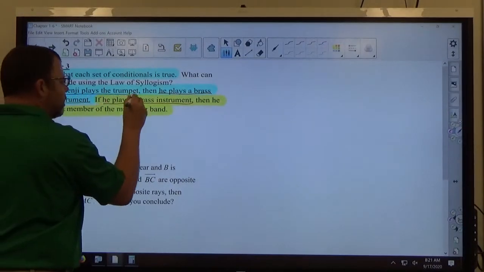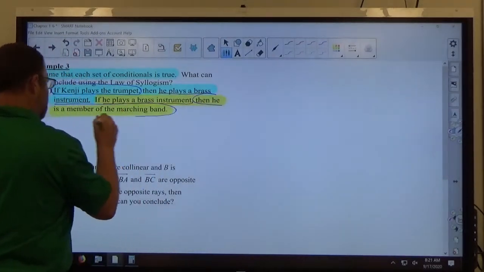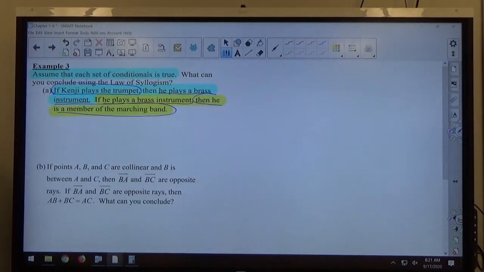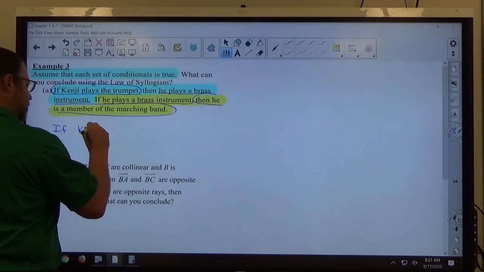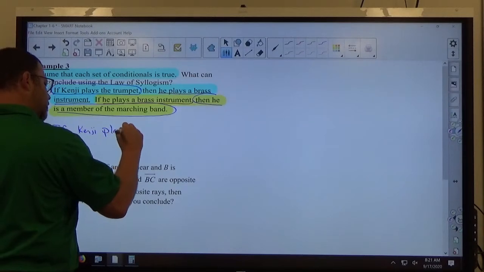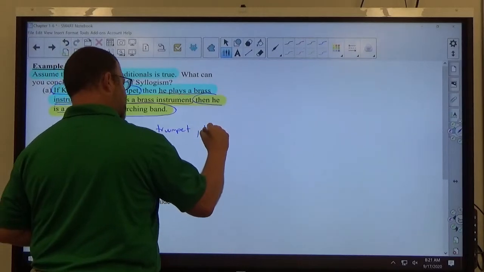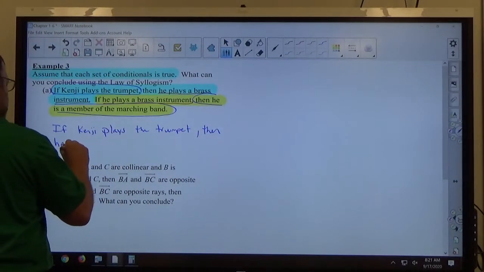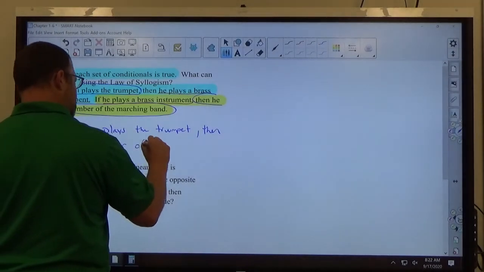if this happens, then this happens. So we're going to write our conditional. Again, the law of syllogism, anytime it says that, the answer is going to be a conditional statement. Law of detachment, the answer is just going to be a statement. Something happens, right? But this is going to be an if-then statement. So if Kenji plays the trumpet, then he is a member of the marching band.